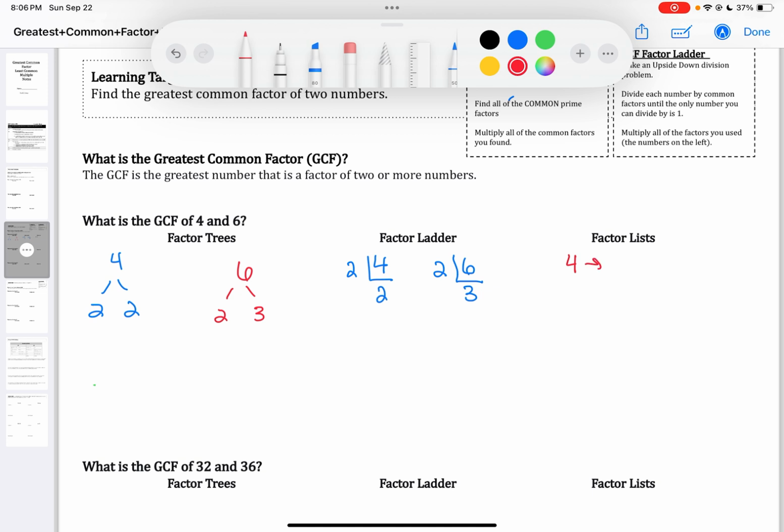So the prime factorization or the common factors of 4 is 2 and 2, while the common factors of 6 are 2 and 3. So now I have to go through here and pick the number that fits into both of these, or goes into both of these. So 2 goes into 6, and 2 goes into 4, and that is the greatest number, or really the only option. So I will say the GCF of 4 and 6 is 2.